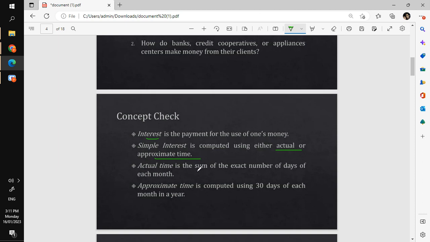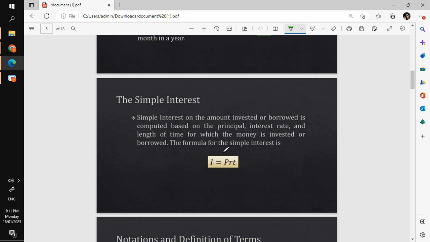Simple interest is computed using either the actual or the approximate time. Actual time is the sum of the exact number of days of each month, which is 365 days. Approximate time is computed using 30 days for each month in a year, giving us 360 days in a year. Simple interest on the amount invested or borrowed is computed based on the principal, the interest rate, which is given in percentage, and the length of time for which the money is invested or borrowed. We have I is equal to P times R times T.